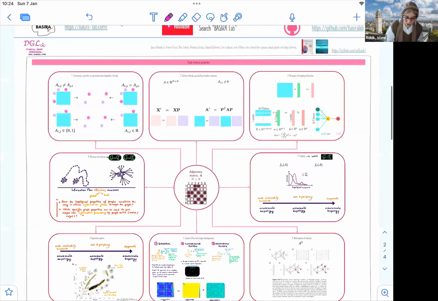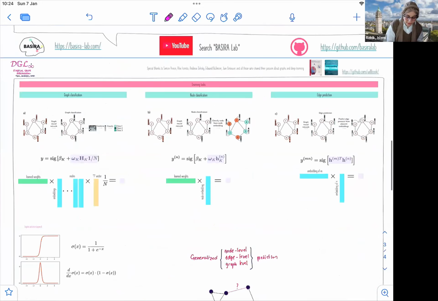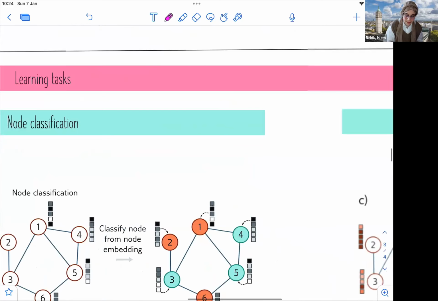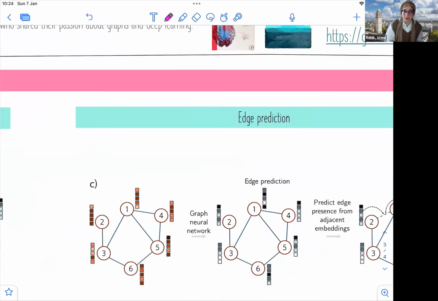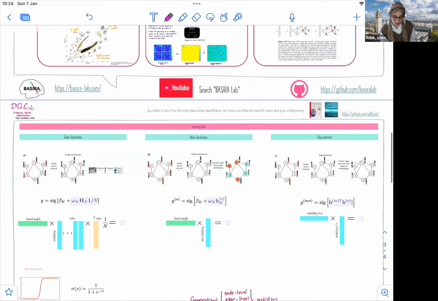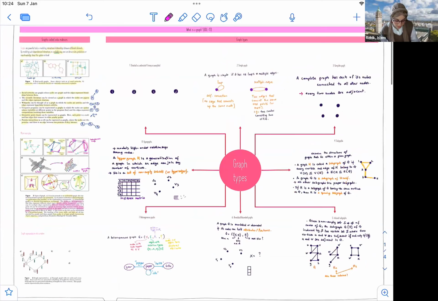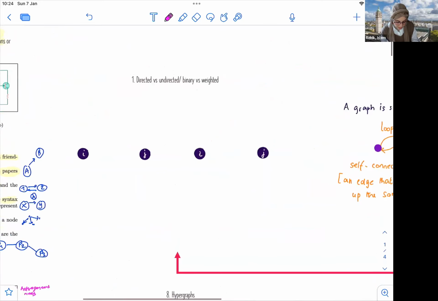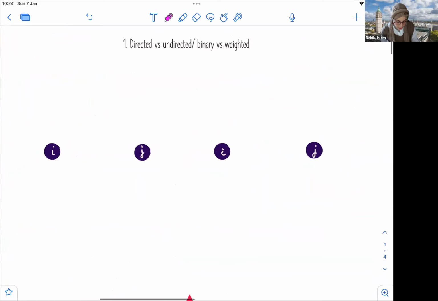And in the final part, we will cover different learning tasks, particularly graph-based learning, node-based learning, and edge-based prediction or learning. So we will cover all of these today. So let's start first with the graph types. The first type here is, we need to know when we use graphs if the graph is directed, undirected, binary, or weighted.